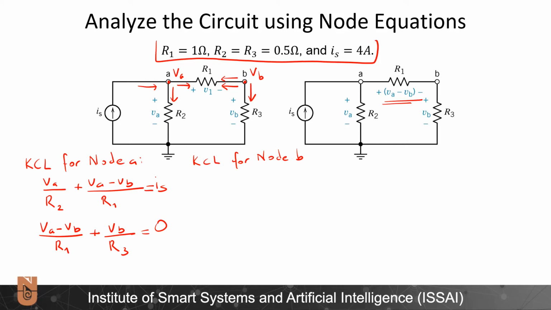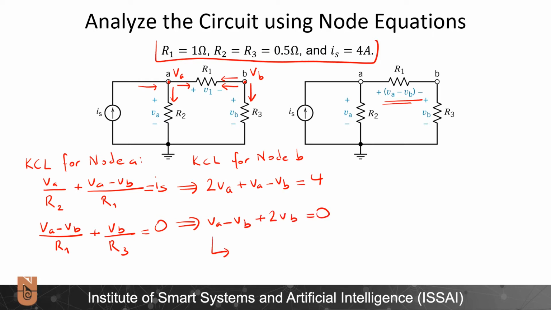So let's plug in those values and write these equations. VA over R2, R2 is equal to 0.5, so 2 VA plus VA minus VB is equal to 4. And for the second one, I have VA minus VB, because R1 is equal to 1 ohm, plus 2 VB is equal to 0.